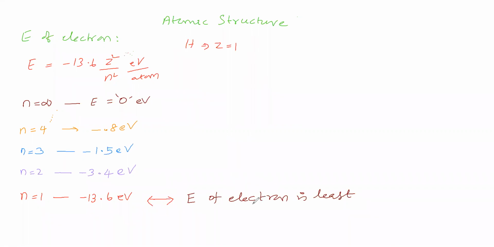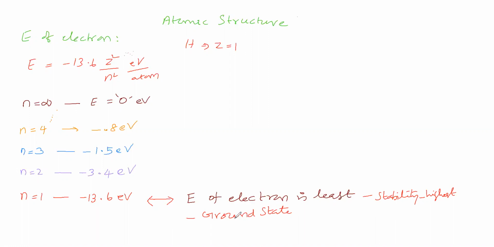Since energy is least, what is stability? Do you say stability of electron is highest, or least? Stability of electron is highest. Okay, since energy is least, stability is highest. Since stability is highest, this electron is in the normal level. Normal level is called ground state or ground level.